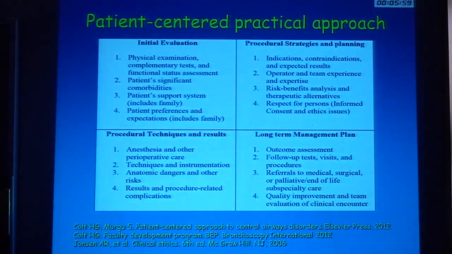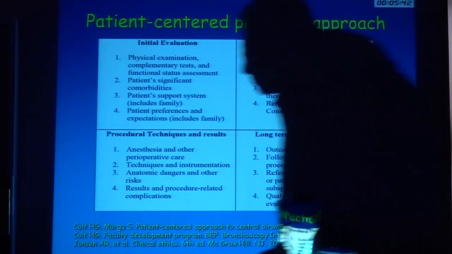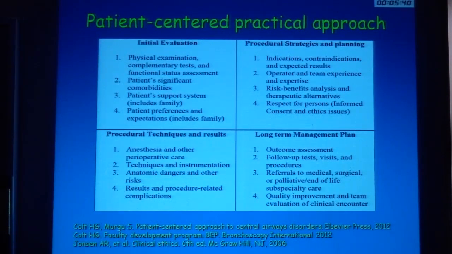This table is important, and it summarizes whatever I'm trying to give to you. It has 4 sections: patient-centered practical approach, initial evaluation. You should initially evaluate the patient in detail. What does it include? Physical examination, complementary tests, and functional status. The patient's significant comorbidities, patient support system, patient preferences, expectations including the family.